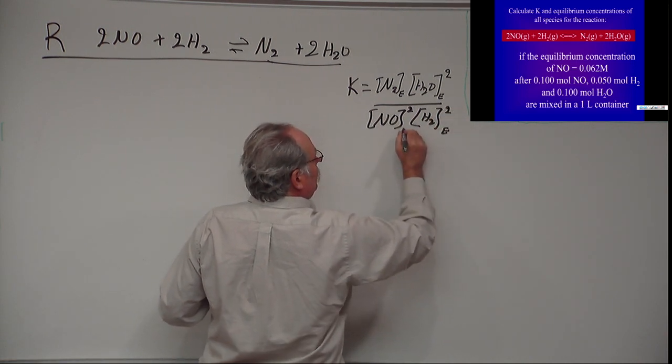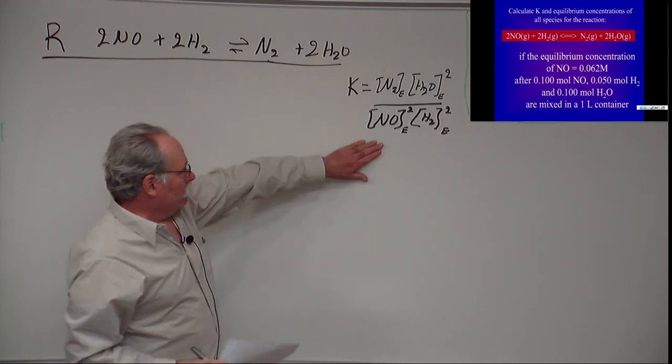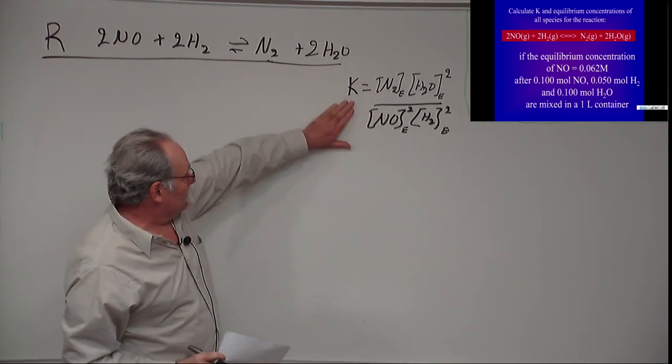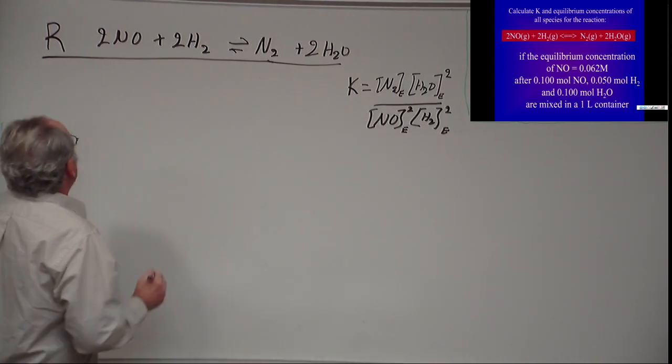I'm just writing E here to represent that these are at equilibrium. We usually omit the E. It's implicit when you have K that your system is at equilibrium.